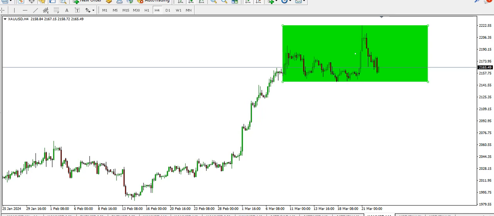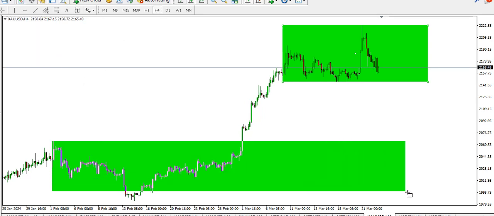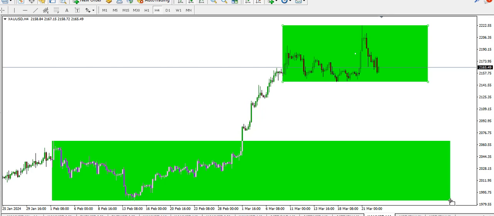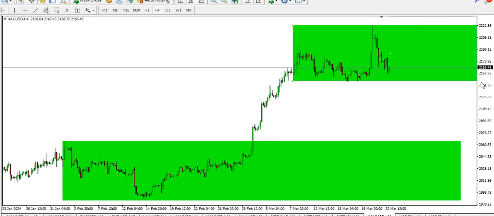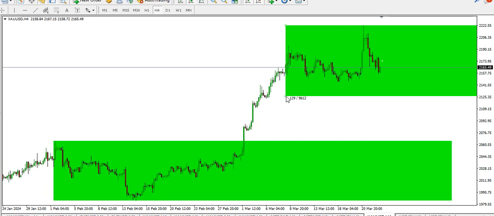We had a similar scenario here where price ranged, and at the end of the day the buyers won. So we might see something like that play out here. We might even see price drop a little bit below, just for us to have a repetition of what happened here, only for price to continue upwards. All right, but that's that for the 4-hour time frame.